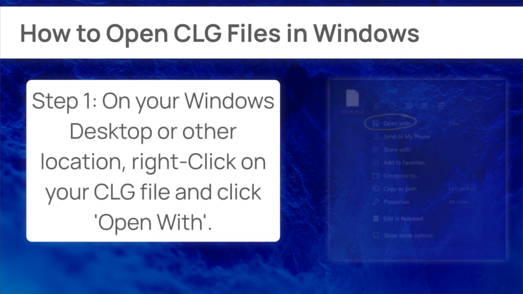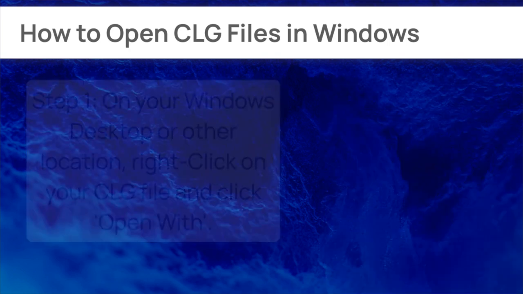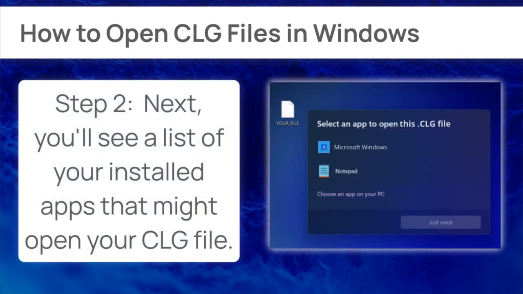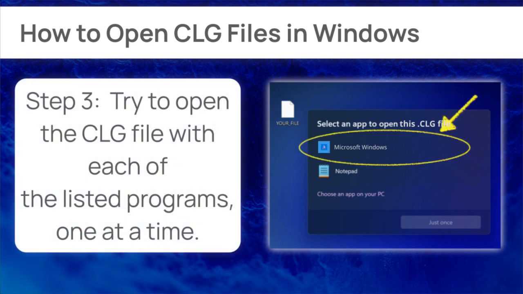We're performing an initial application check. Right-click your CLG file and choose Open With. Test Microsoft Windows first. If it's not there, select another program. This simple process often yields a quick fix.